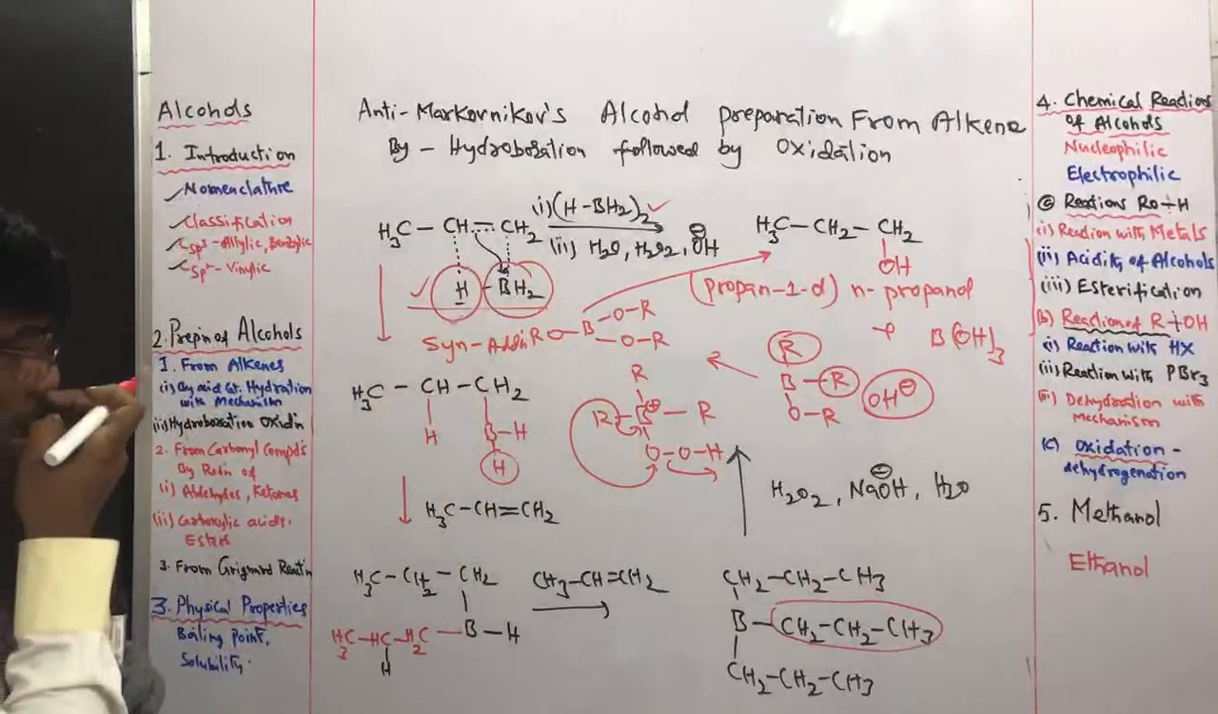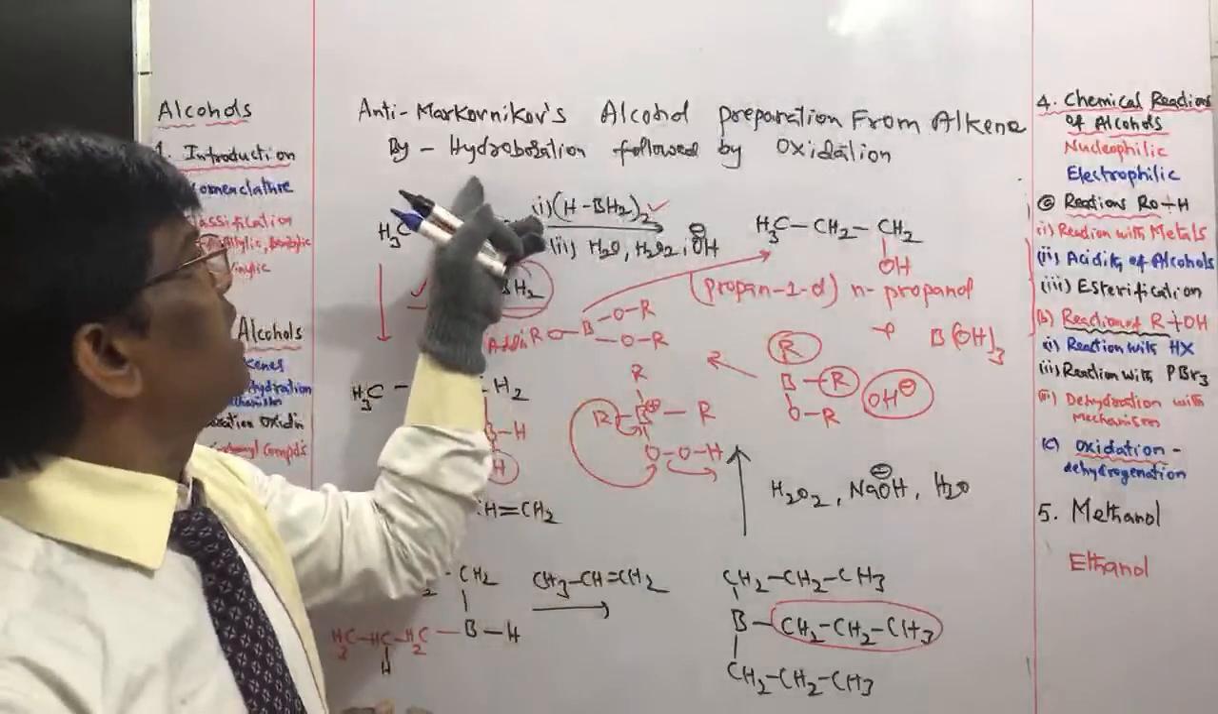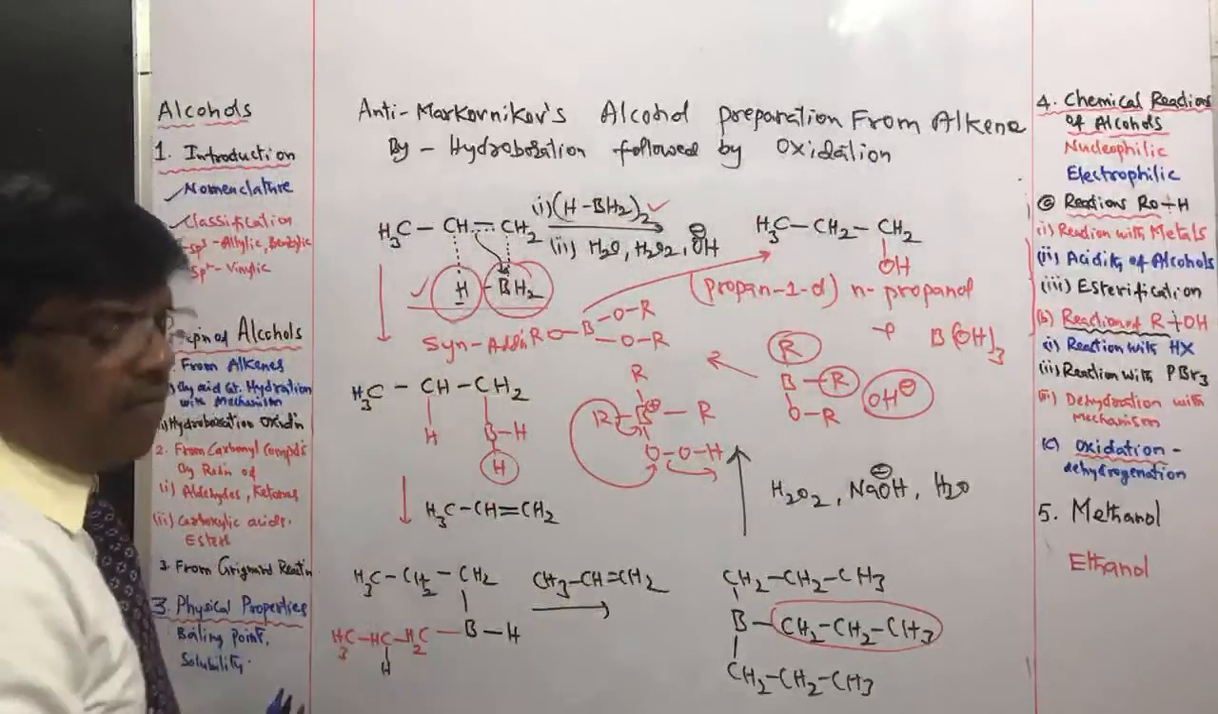Next. So we have learned two methods. One is hydration of alkene. The second method is hydroboration followed by oxidation. The next method of preparation of alcohols, let us see.